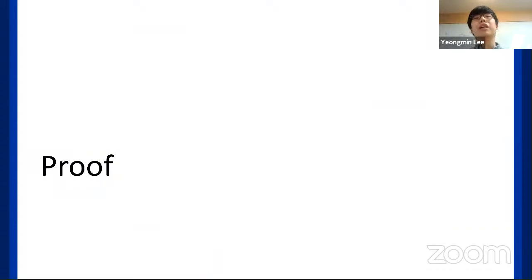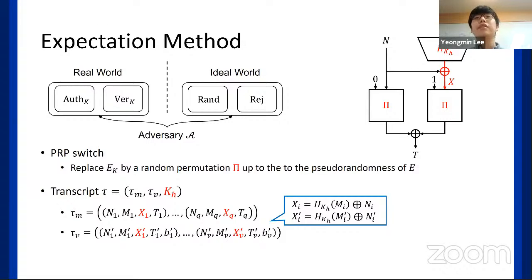Let's introduce a brief overview of our security proof. At first, we replaced the block cipher E_K by a random permutation pi. Next, we assume that the hash key K_H is revealed to the adversary at the end of the interaction. So the adversary can calculate the intermediate value X. Then, after that, we use the expectation method. We will not cover this precisely, but the important point is to define a proper set of bad transcripts and then find the probability of having a bad transcript.